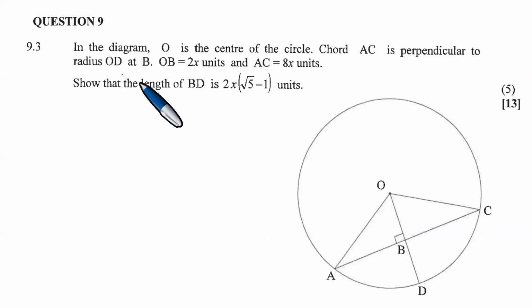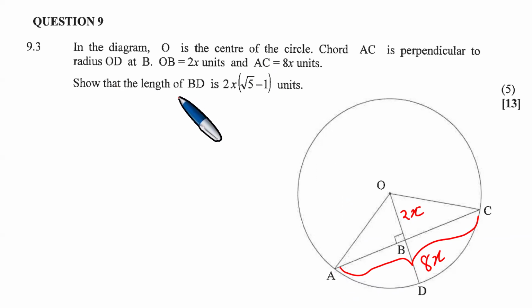Here's another question. In the diagram, O is the center of the circle. Chord AC is perpendicular to radius OD at B. OB equals 2x. Let's mark this one, 2x. And AC is 8x, from A to C, like this.